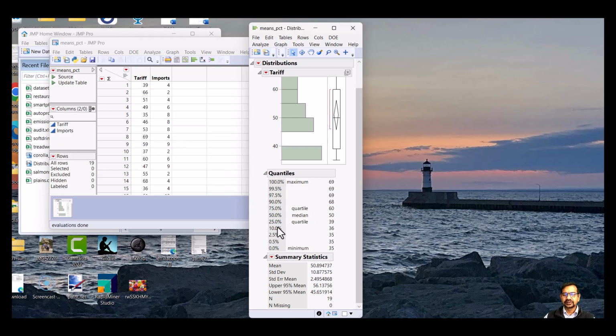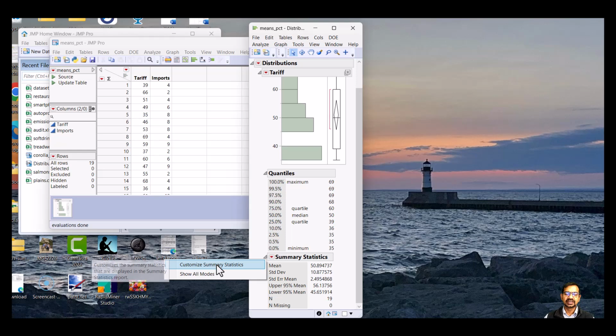And then we also get the first quartile, which is the 25th percentile, the median being the second quartile, and then the third quartile is the 75th percentile. So all these values are given to us by JMP, and it also provides us the mean. So our average value is 50.89, and our median value is 50. So here our median is very close to the mean. We have 19 observations.